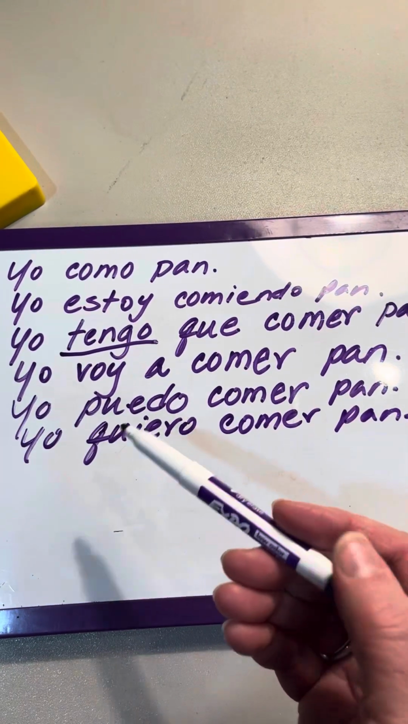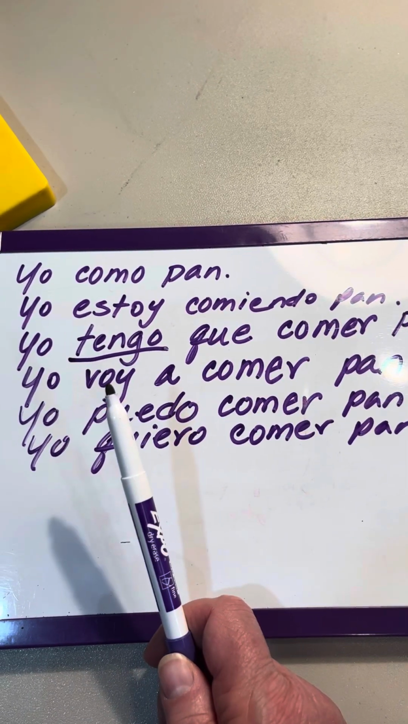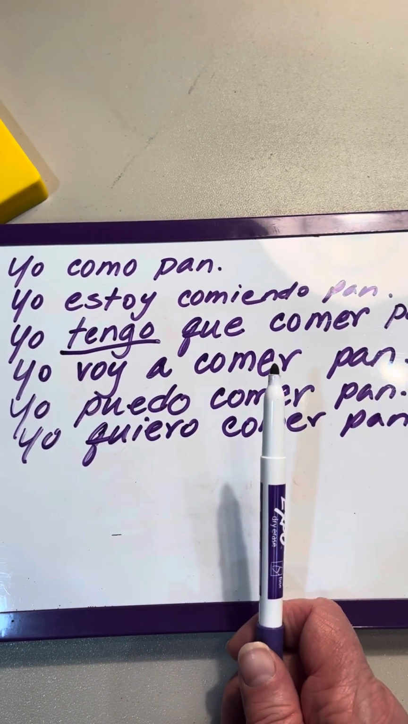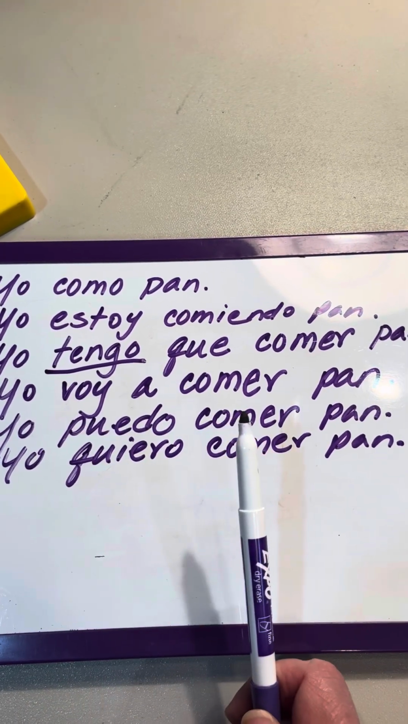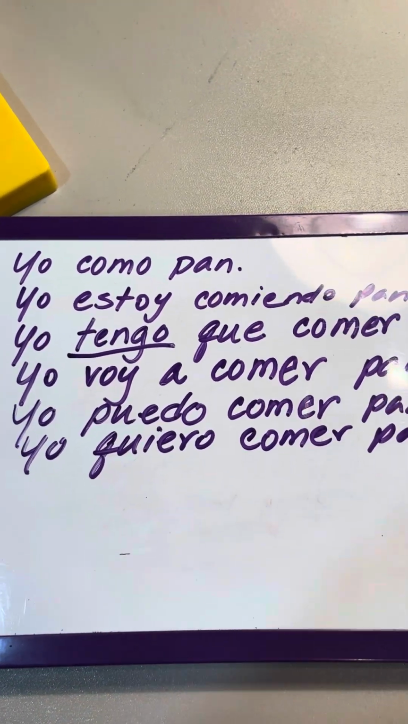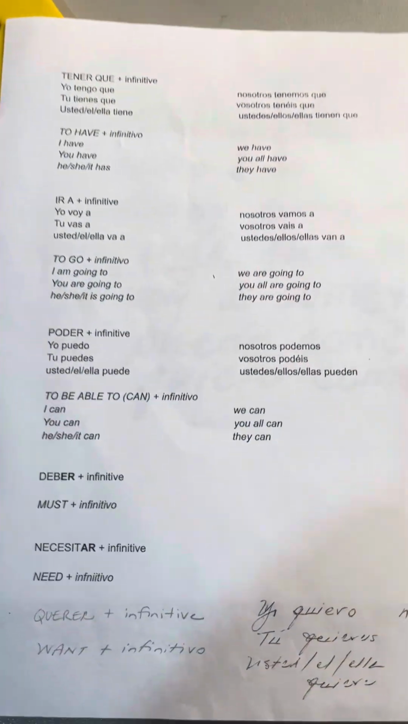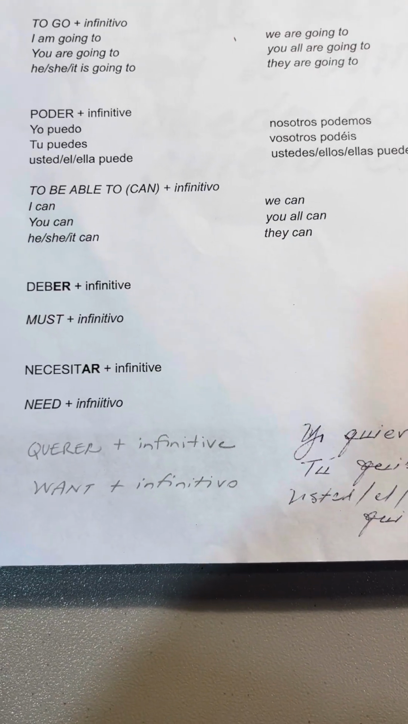Again, so we have our compound. Tengo goes with que plus infinitive. Ir goes with a plus infinitive. In this case, voy. Poder, puedo goes with infinitive. Quiero, querer goes with infinitive. Those are all irregulars. But now we're going to go to two that are regular conjugations.